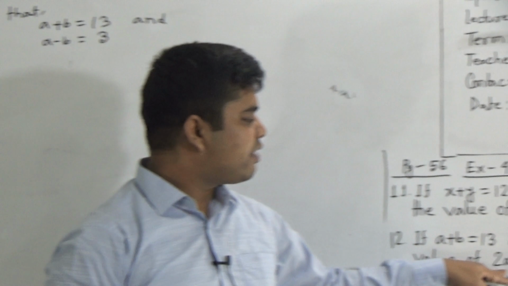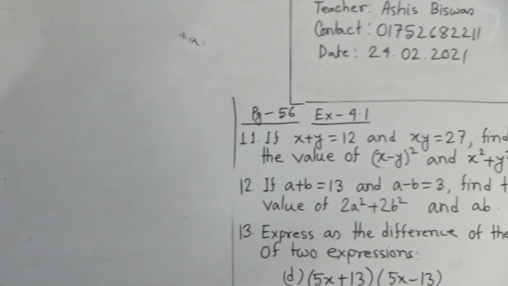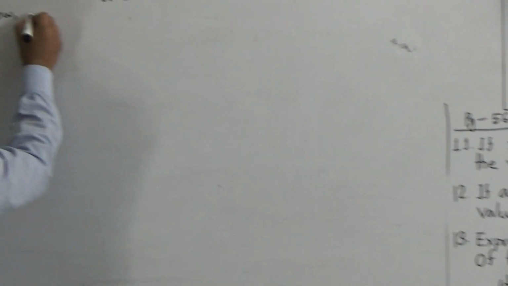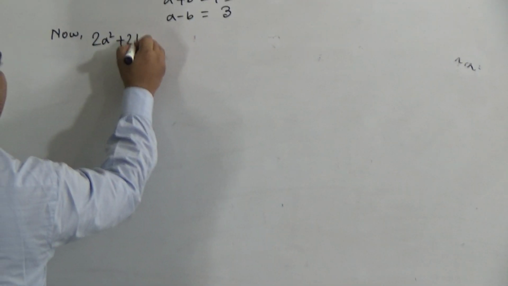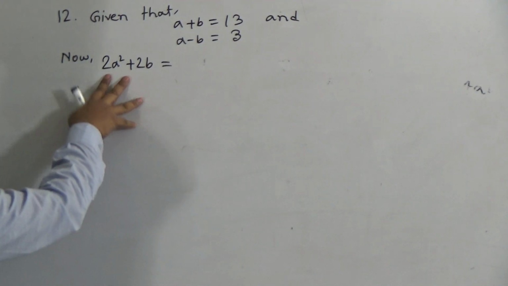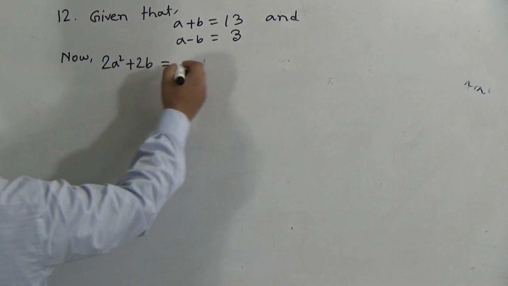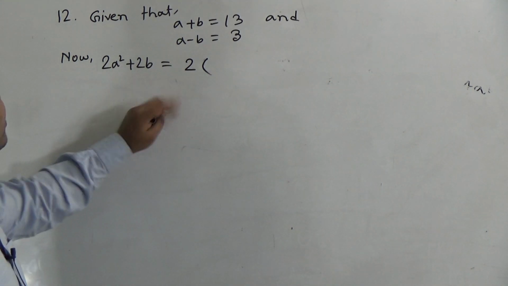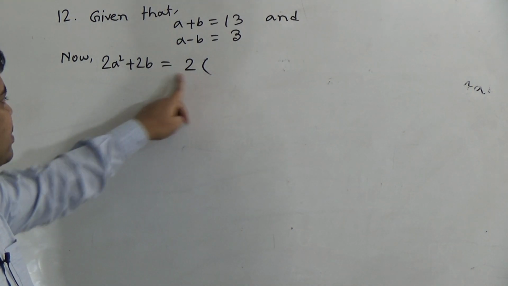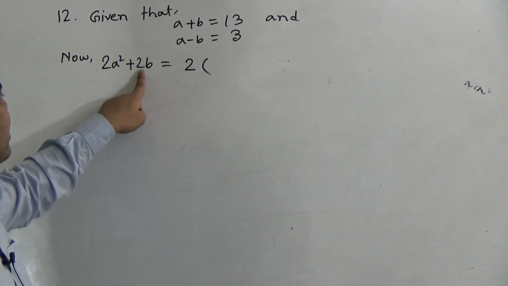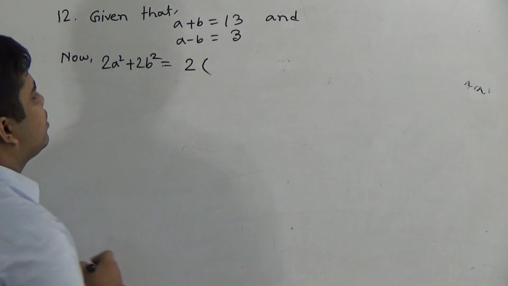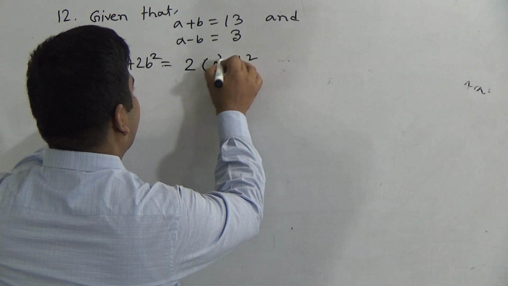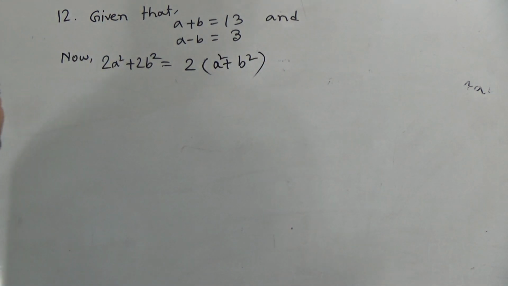At first we find the value of 2a square plus 2b square. Here you notice 2a square plus 2b square, so we take 2 as common. Common means we divide both terms by the common number. That means we divide 2a square by 2 and 2b square by 2, and we get a square plus b square.